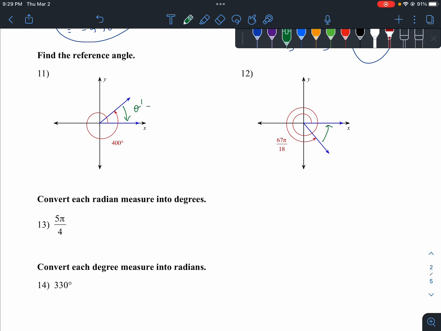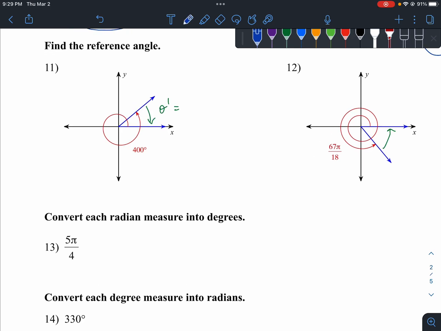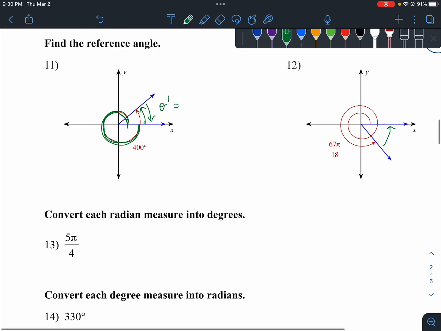So theta prime would be equal to... we're going to have to take this 400 degrees and see how much this is right here. That's what we're going to need to do. So I think if we just do 400 minus 360, yeah. So this right here rotated 360 degrees, and this right here would be equivalent to our theta prime, or our reference angle. So let's subtract 360 from that, and we're going to get just 40 degrees. And there you go, 40 degrees.